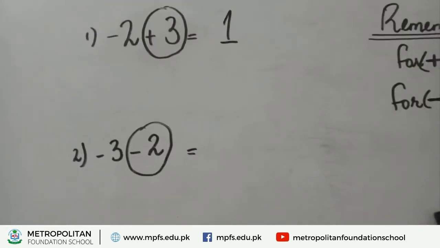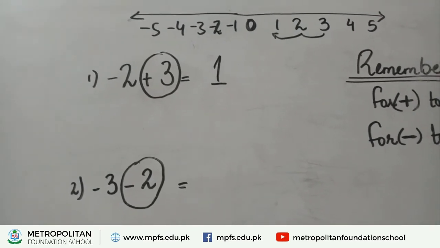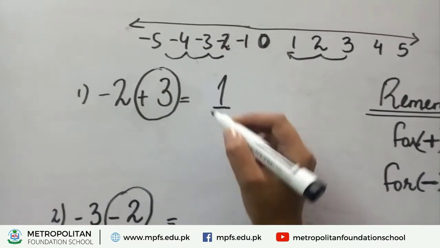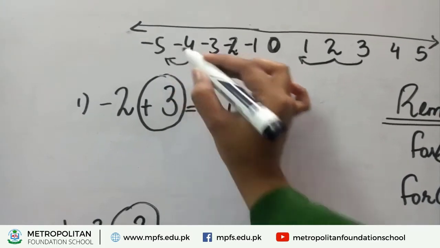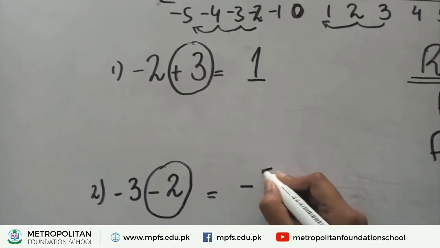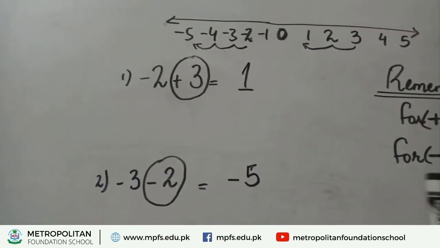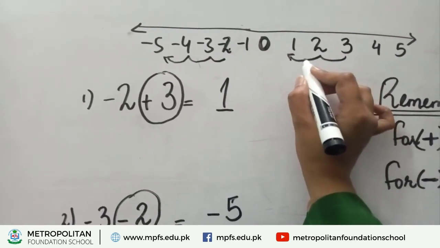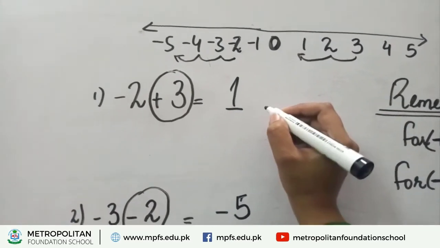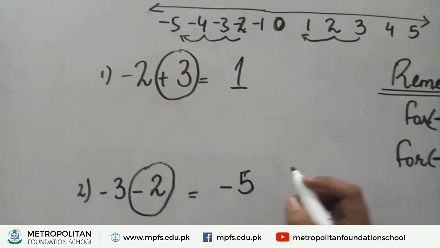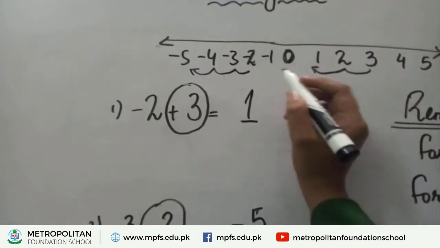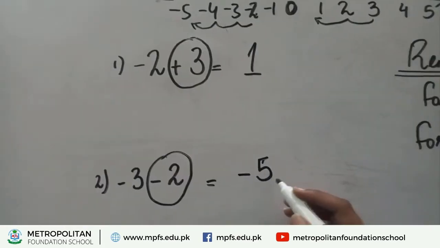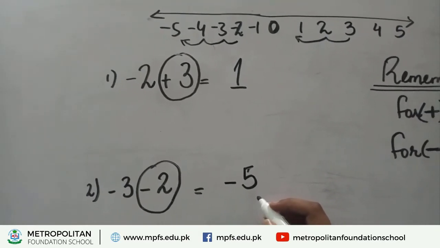And according to question number 2, which is minus 3 minus 2. For minus 2, 1, 2, 3. And here we have got minus 5. So the answer will be minus 5. When we moved from minus 2 by 3 points, we got 1. So the answer of minus 2 plus 3 equal to 1, and we moved from minus 3 by 2 points towards the left. We have found minus 5. So the answer is minus 5. Minus 3 minus 2 equal to minus 5.